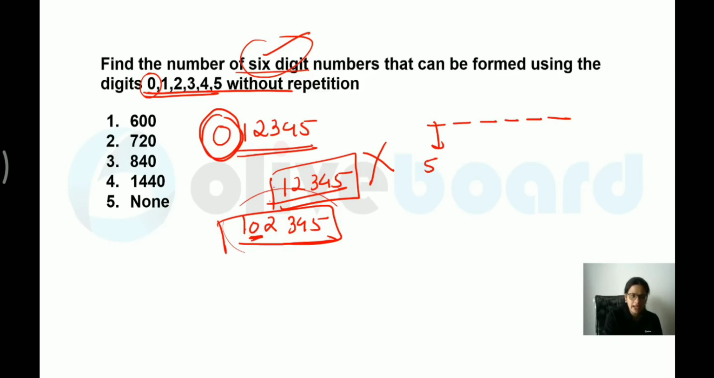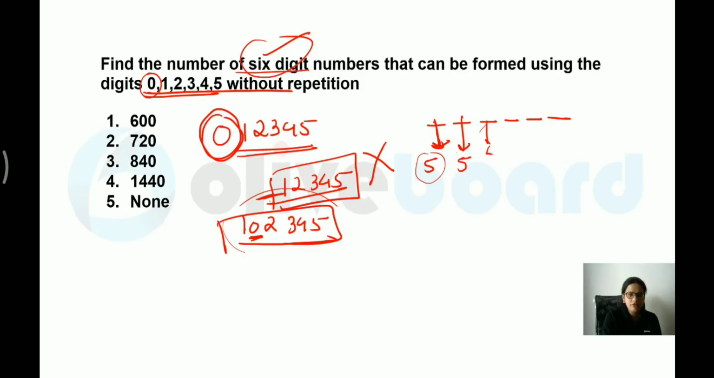0 cannot come at the first location. Other locations it can come. Out of the given digits, you can write any one digit over here. How many would be left? 5 would be left, because here 0 can come now. Out of these 5, you have written 1. Now 0 can come, so again it will be 5 only.